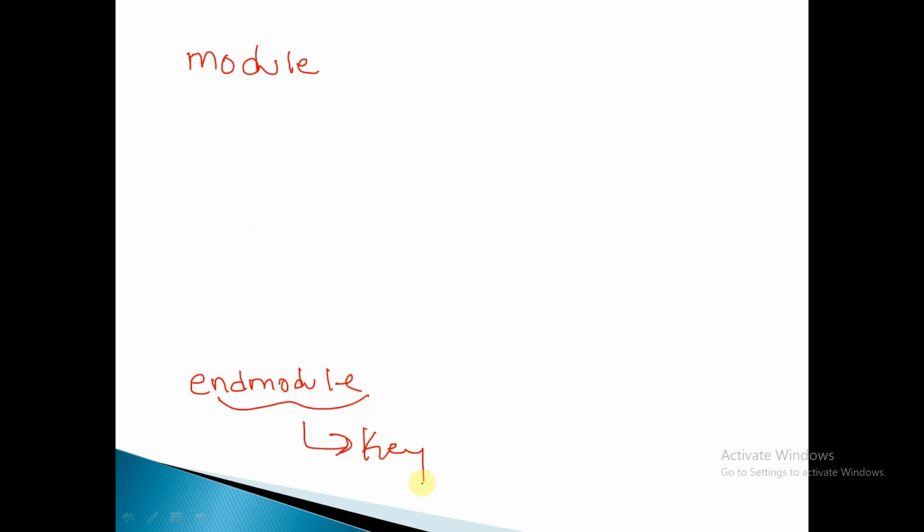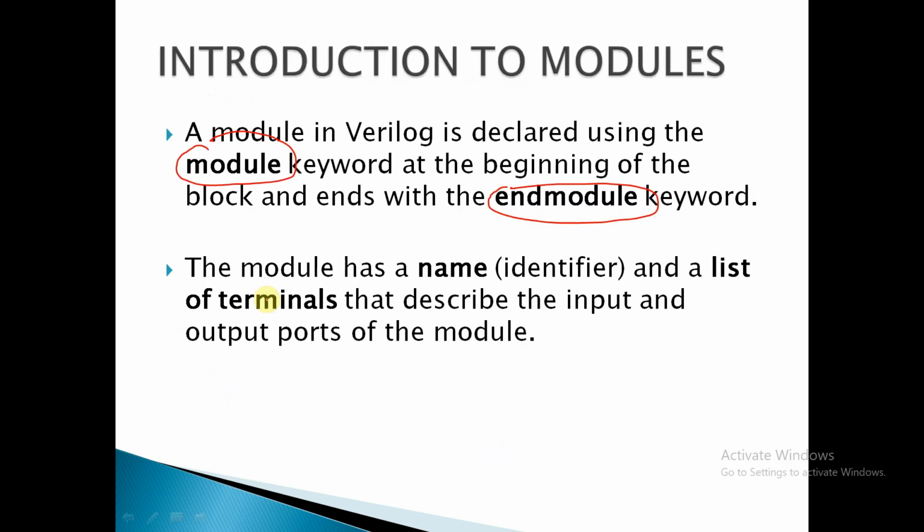These two are our keywords: module, followed by any name. In the case of the full adder example, I'm going to give the name full_adder. This is the name of my module, whereas module and endmodule are my keywords. A module in Verilog is declared using the module keyword at the beginning of the block and ends with the endmodule keyword.